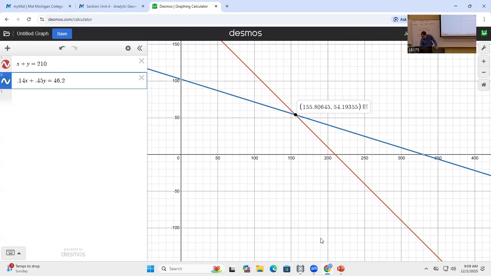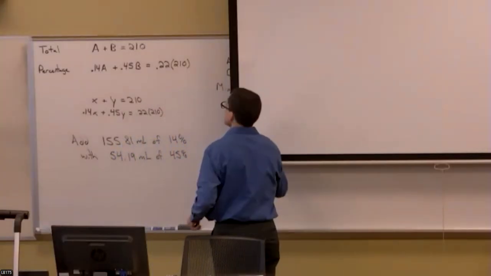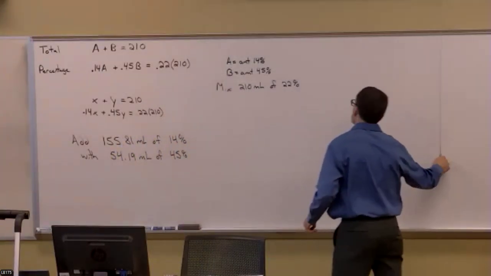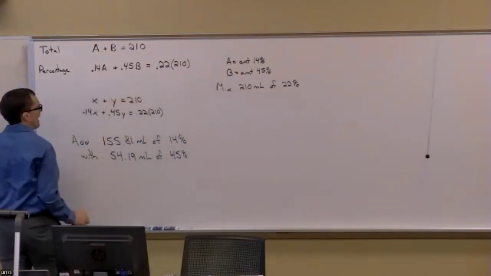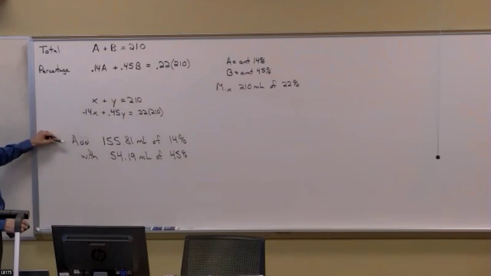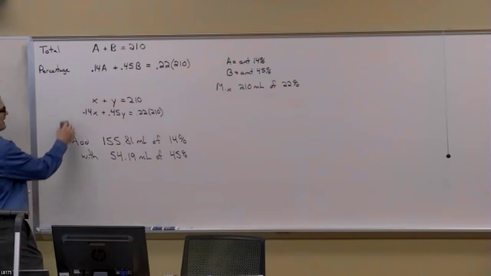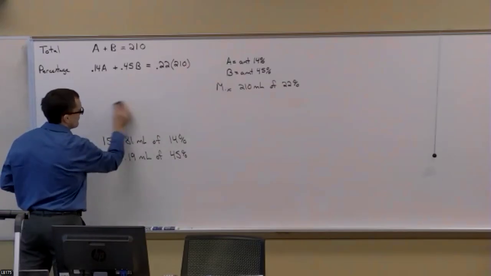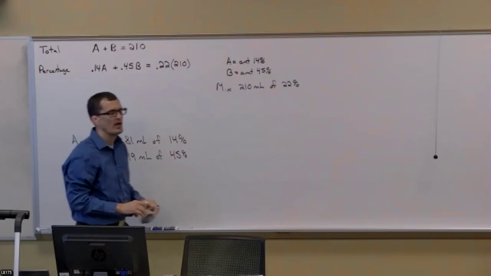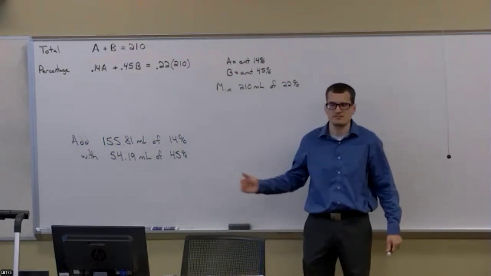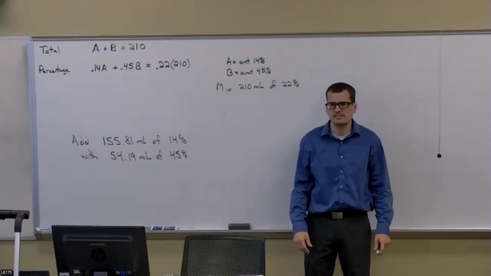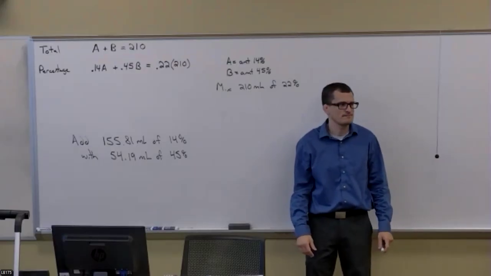So we create a total equation. We can create a percentage equation, and then you can solve it in whatever way you want. Again, I solved using graphing on Desmos. You can solve by elimination. You can solve by substitution. Probably next class period, we'll see another technique of solving using what's called Gaussian elimination.